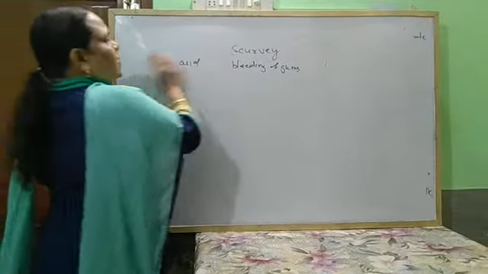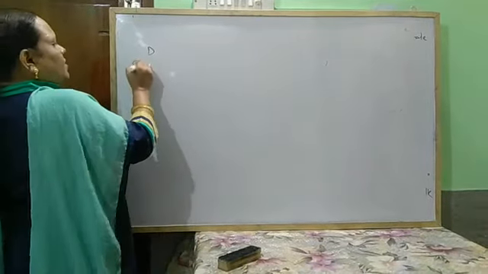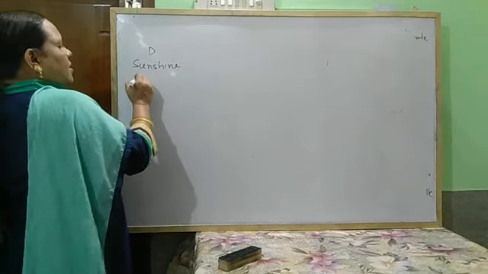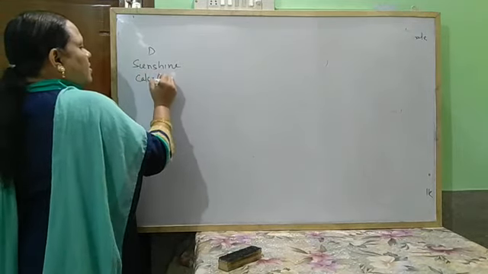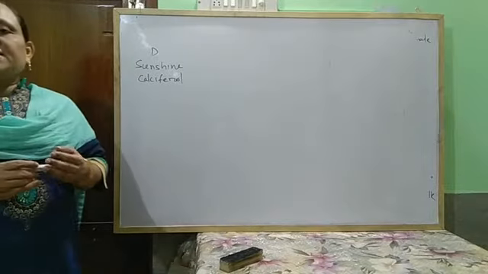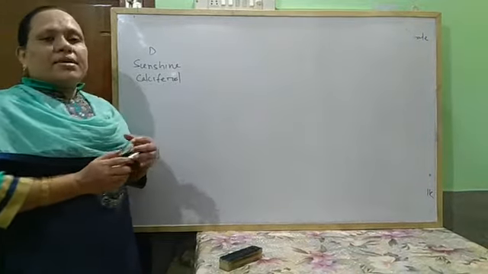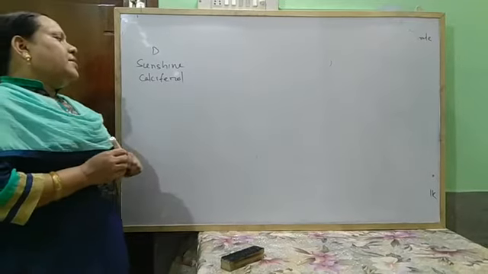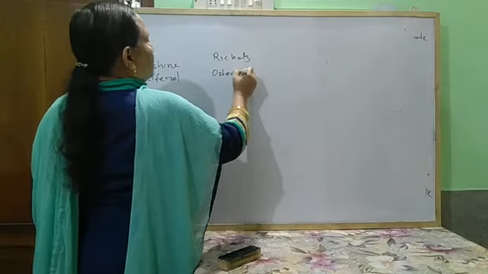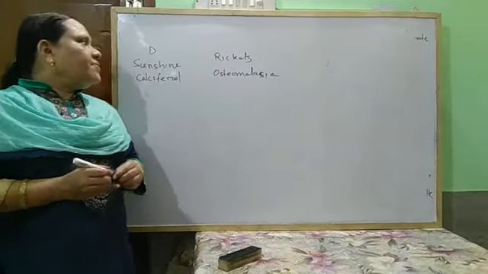Next we come to another vitamin, that is vitamin D. Vitamin D is also known as calciferol or the sunshine vitamin, and its deficiency disease is generally rickets in children and osteomalacia in adults. So rickets and osteomalacia are deficiency diseases of vitamin D.